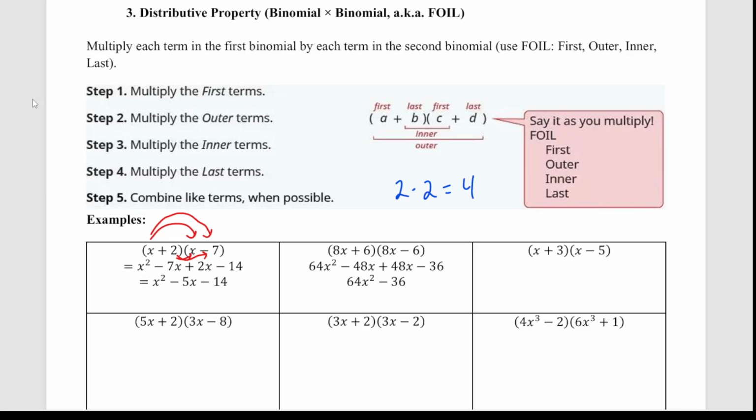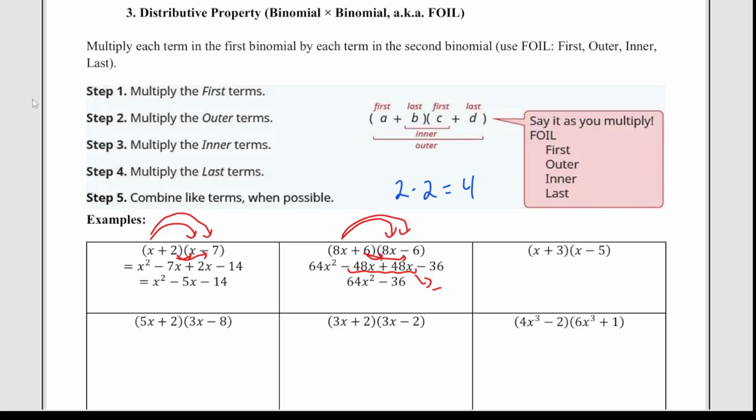So that's usually an extra step that we didn't have to do last time: double check, are there like terms? And occasionally those like terms will even cancel out, like in this next case where I do 8x times 8x, great, that's 64x squared. 8x times negative 6 is negative 48x. Positive 6 times 8x is positive 48x, and 6 times negative 6 is negative 36. But then those negative 48 and positive 48 combine to make 0, because negative 48 plus positive 48 is 0. So that's why you're only left with those 2 terms there at the end.